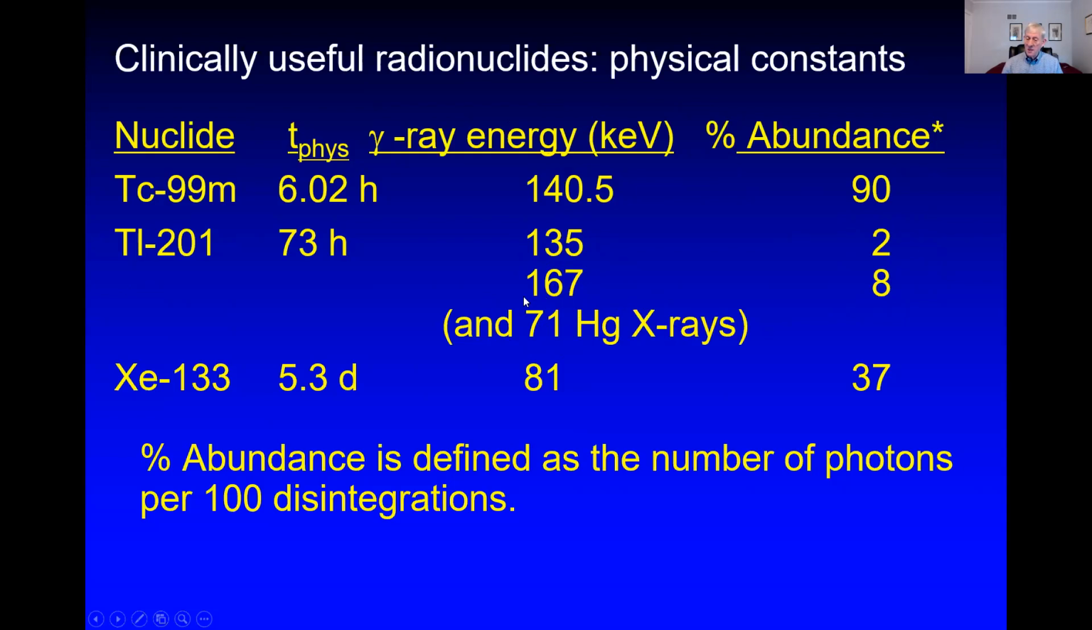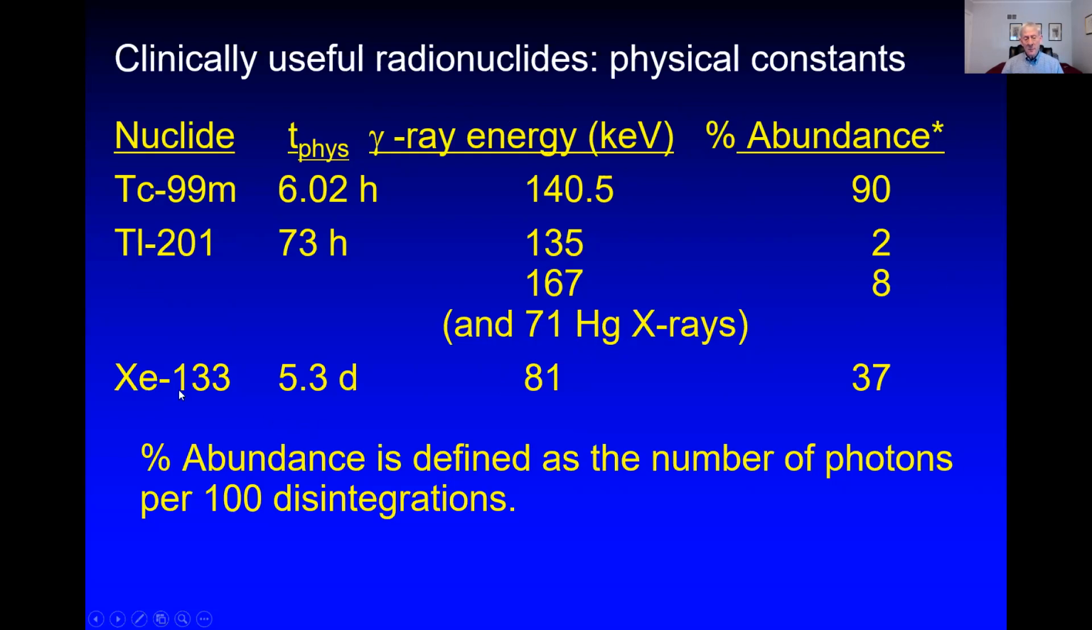The problem here is 71 keV is really suboptimal. That is about the lowest you could go and even hope to get a decent image. And as you know, the thallium image will never be able to compete with a technetium image. The quality just will not be there.